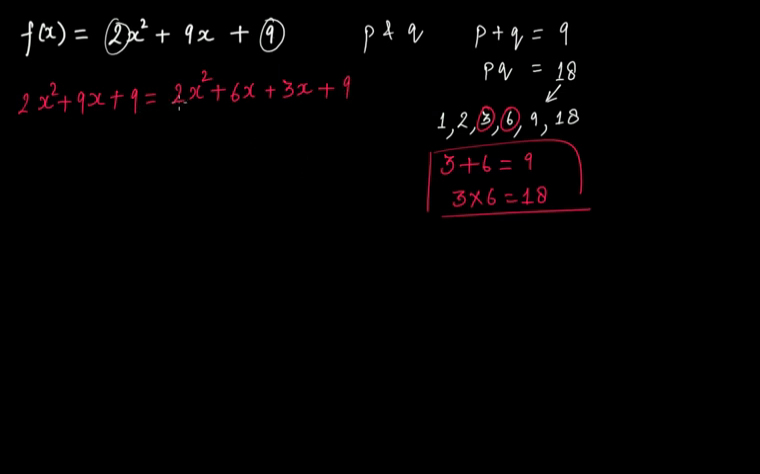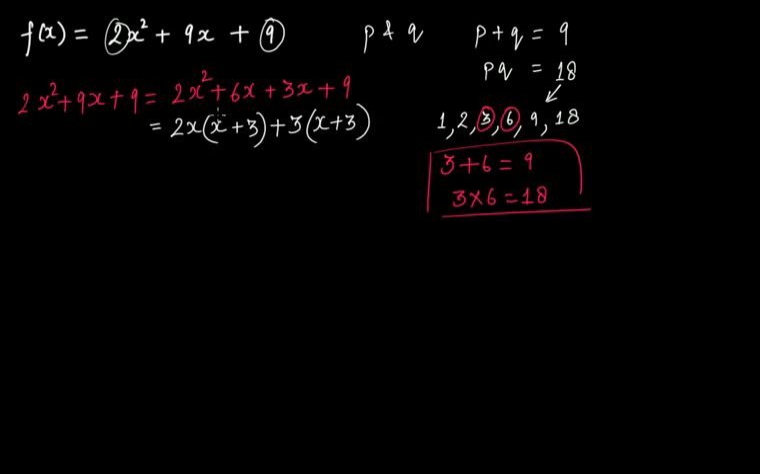Now in 2x squared, we can take out 2x common. If you take out 2x common, inside you will have x plus 3, by the distributive property of multiplication over addition. This is basically 2x squared plus 6x. So we have 2x here, and if we take out 2x common, then you have x left in this term and 3 left in this term. 2x multiplied by x plus 3, plus if you take out 3 common, then you have x plus 3. This is basically 3x plus 9.